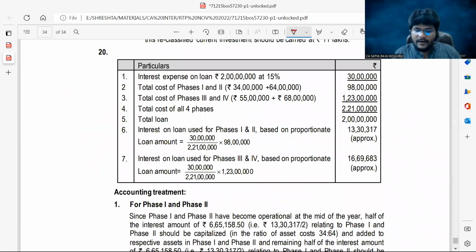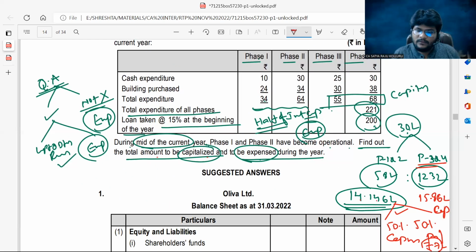RTP. Concentrate. So interest on phase 1 and 2, how much they got? One second, guys. This is 98, not 58. I'm so sorry. This is 98. 34 plus 64 is 98. Now the ratio, this amount was wrong. I'm so sorry. How much is this? 30 lakhs into 98 divided by 98 plus 123.